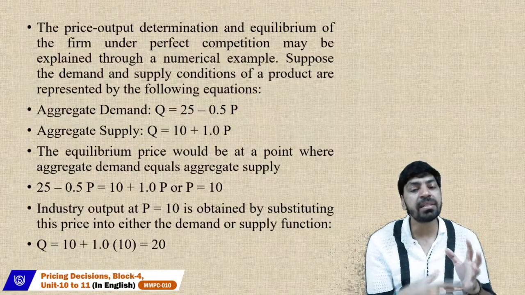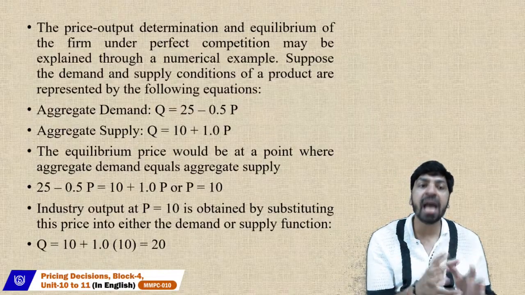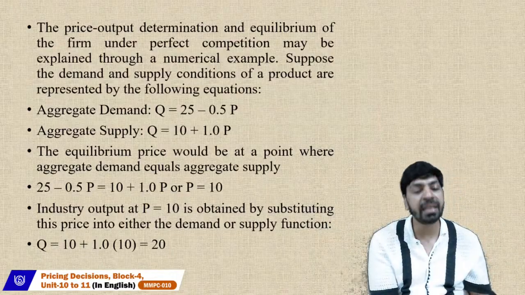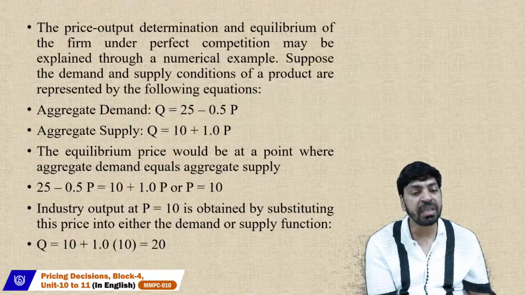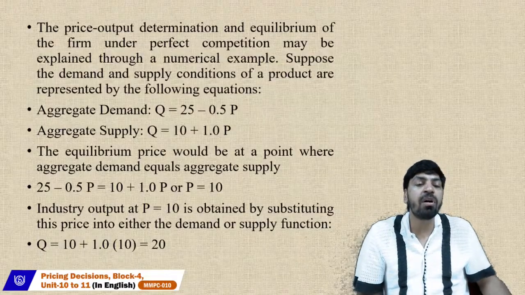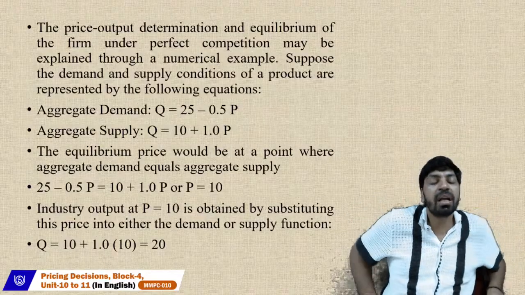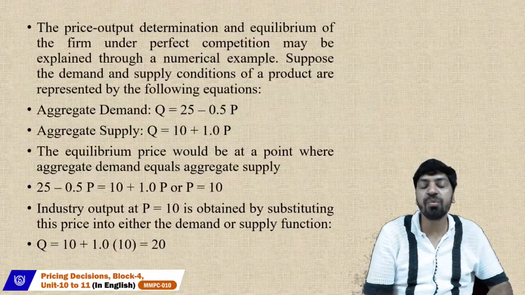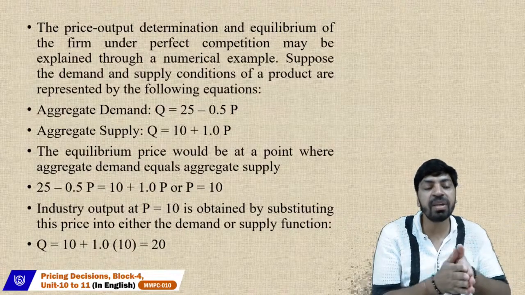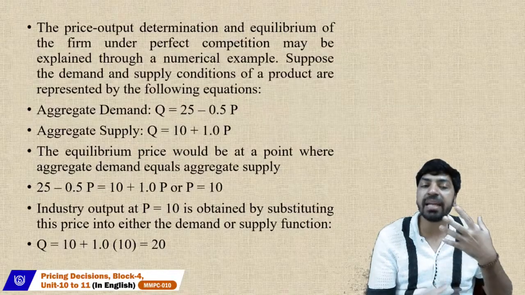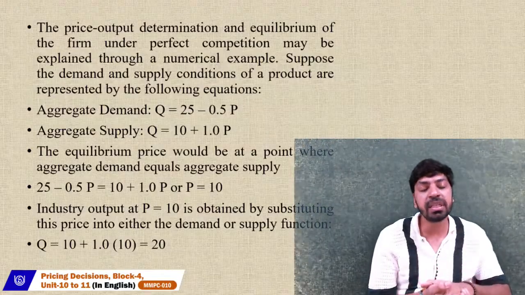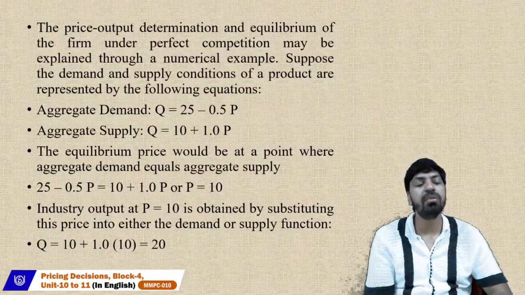Once we get the price level of 10, we can put this rupees 10 into either the aggregate demand or the aggregate supply equation. We can easily get the quantity, which is equal to 20. So the quantity supplied becomes 20, and the quantity demanded also becomes 20, by solving these two equations, and the price is determined at rupees 10. So once we equalize the equations we get the price level of 10, and putting it in the equation, we get the equilibrium quantity, which is equal to 20.